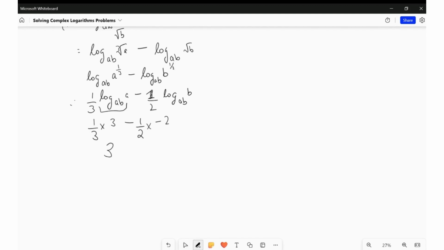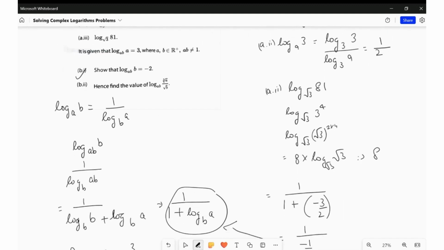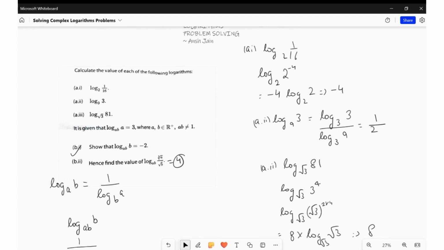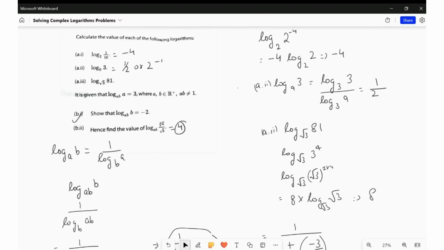So 3 minus minus 1 is equal to 4. So the answer of this part is simply 4. Okay, so we now know all the answers. The first part is minus 4, the second part is 1 by 2 or 2 to the power minus 1, and the next part is 8. And we were able to show this, and we found the value of this.